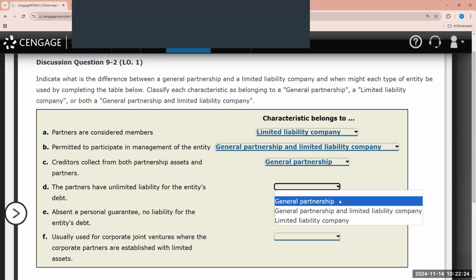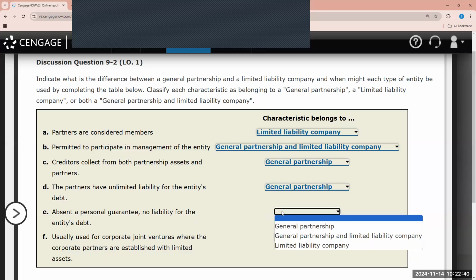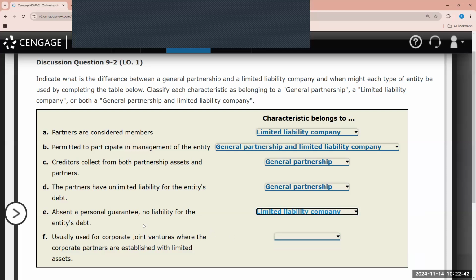This is also a characteristic of a general partnership, because we know with an LLC, the liability is limited, hence the name. E states absent a personal guarantee, there's no liability for the entity's debt. As I just referenced, this is one of the characteristics of a limited liability company. F states usually used for corporate joint ventures where the corporate partners are established with limited assets. This is a general partnership.